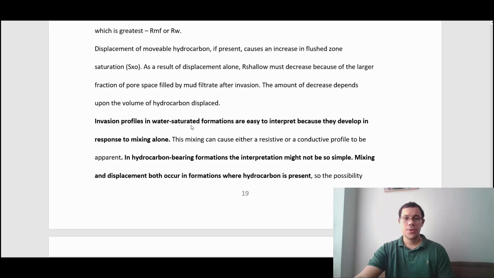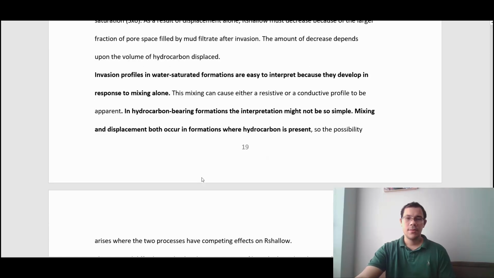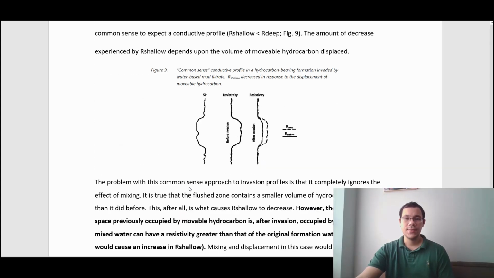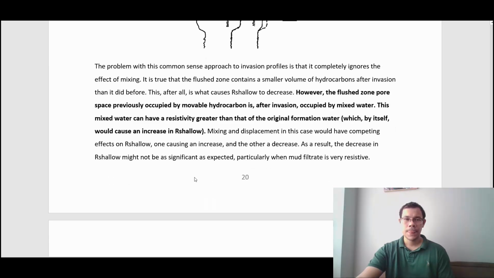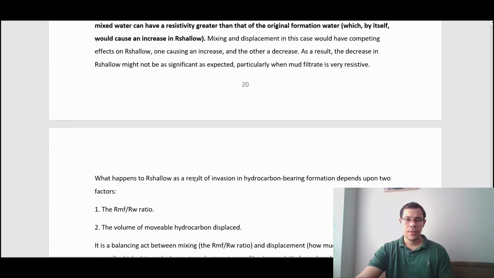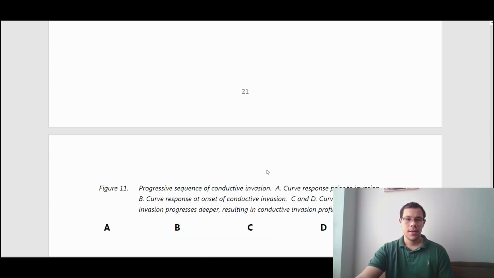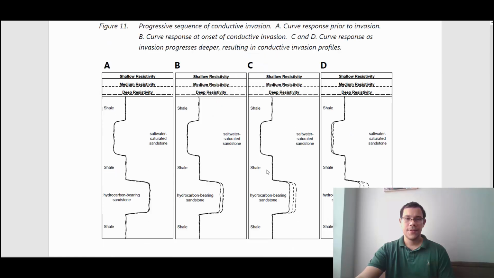Invasion profiles in water-saturated formations are easy to interpret because they develop in response to mixing only. In a hydrocarbon-bearing formation, the interpretation might not be so simple. Mixing and displacement both occur in formations where hydrocarbon is present, so it's not that easy to interpret. And here we have a key comment. I would like you to check it later on. And we're finished with this graph.